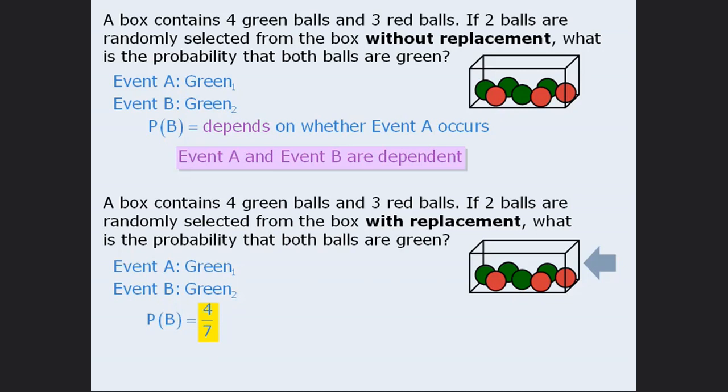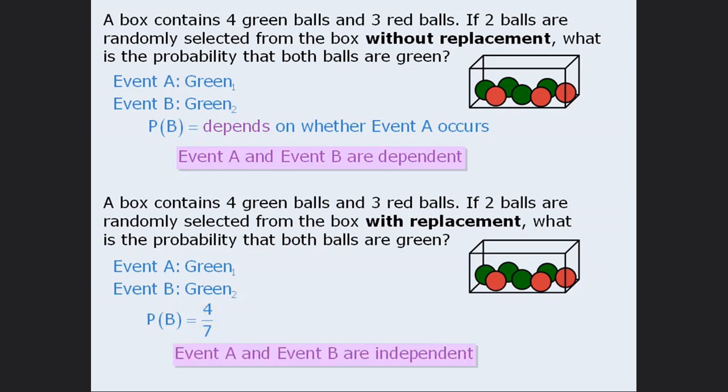Since the probability of event B does not depend on whether or not event A occurs, we say that events A and B are independent.